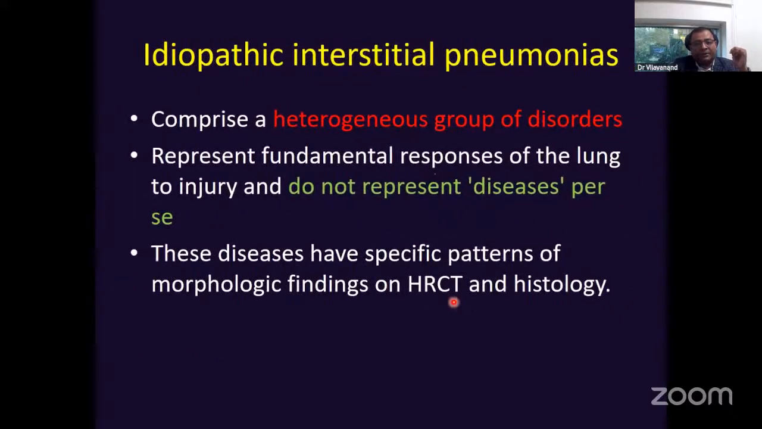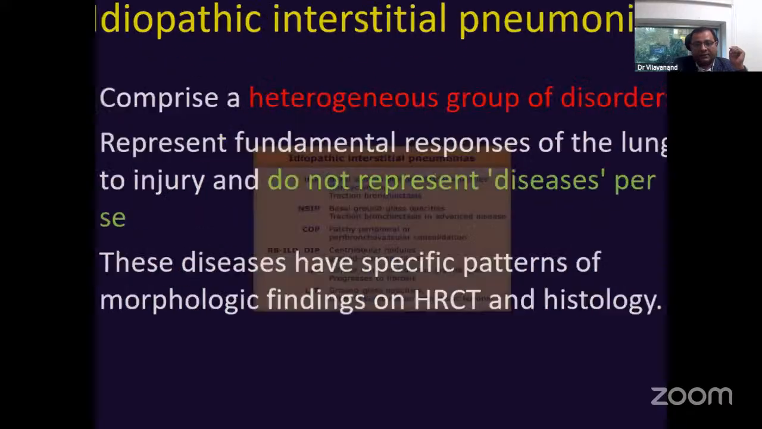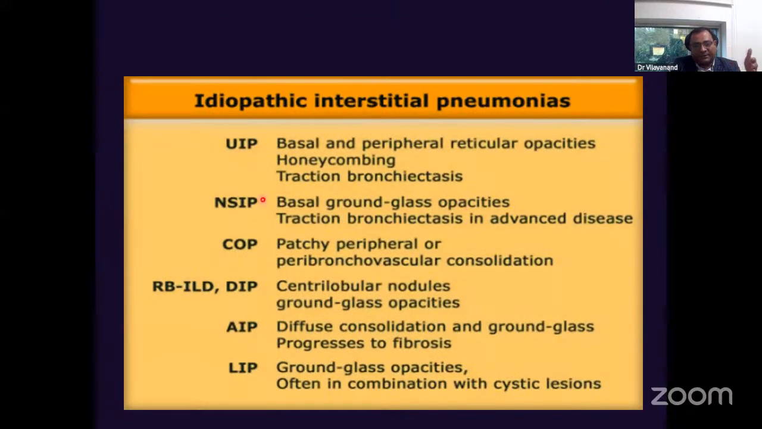Coming to idiopathic interstitial pneumonias, they comprise a heterogeneous group of disorders, but they are basically a fundamental response of lung injury and do not represent diseases per se. These diseases have specific patterns, which I'll be discussing in the coming slides. This is the classification: UIP, NSIP, COP, RB-ILD, DIP, AIP, and LIP.